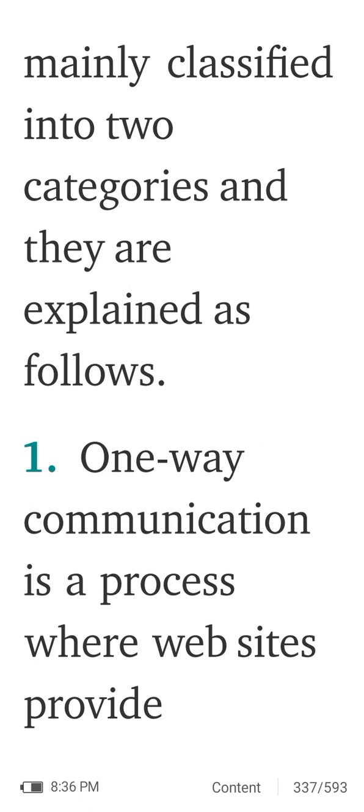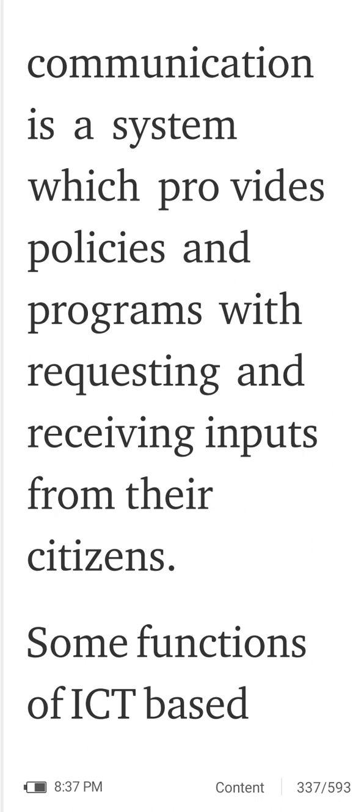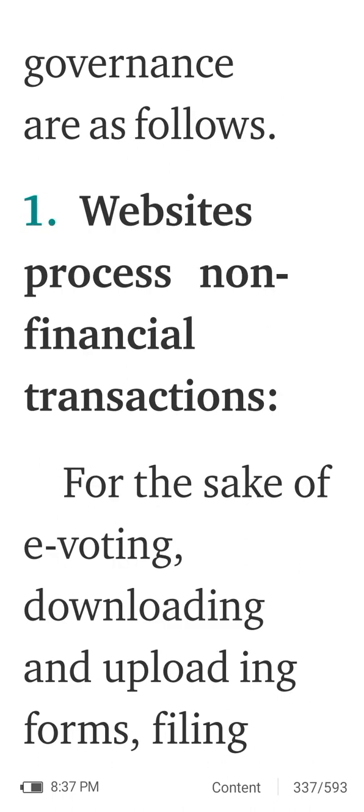Government websites are mainly classified into two categories and they are explained as follows. One-way communication is a process where websites provide information, regulations, policies, and programs to the citizens, such as downloadable forms for government services and applications. Two-way communication is a system which provides policies and programs requiring and receiving inputs from their citizens.